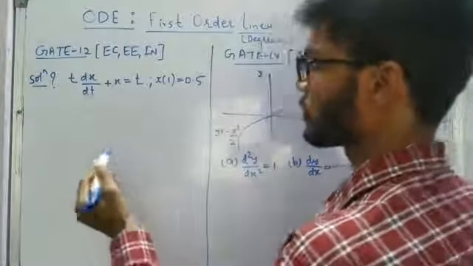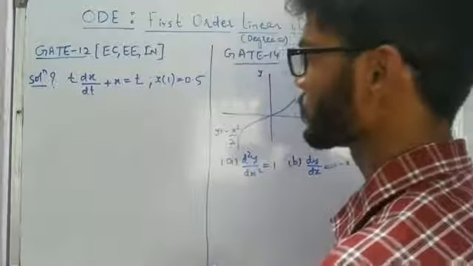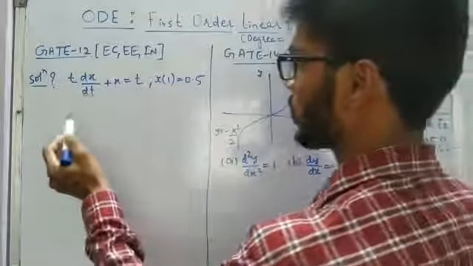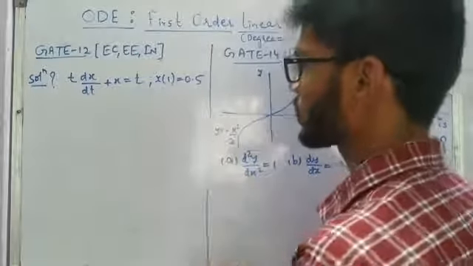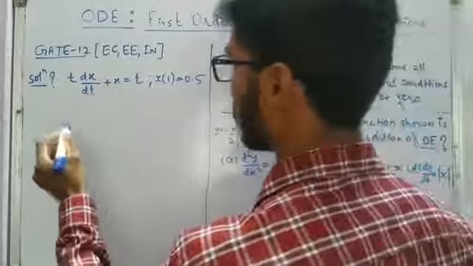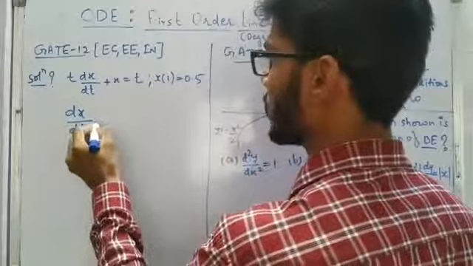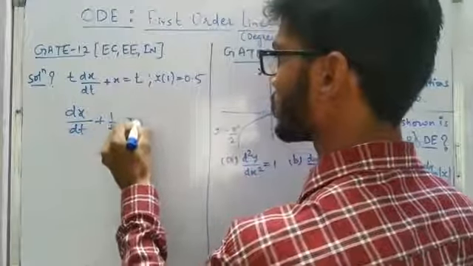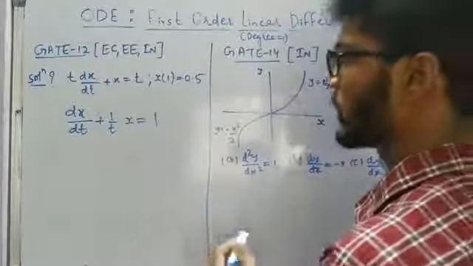This question was asked in GATE 2012 EC, electrical and instrumentation, and the question was the solution of the differential equation if the initial condition x of 1 is equal to 0.5 and the equation is given something like this. To solve that, first we'll divide by t. So dx by dt plus 1 by t x is equal to 1. I have divided both sides by t.